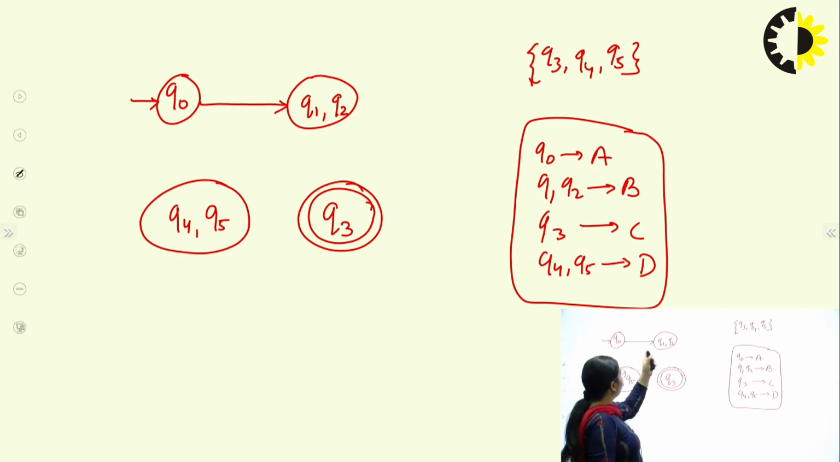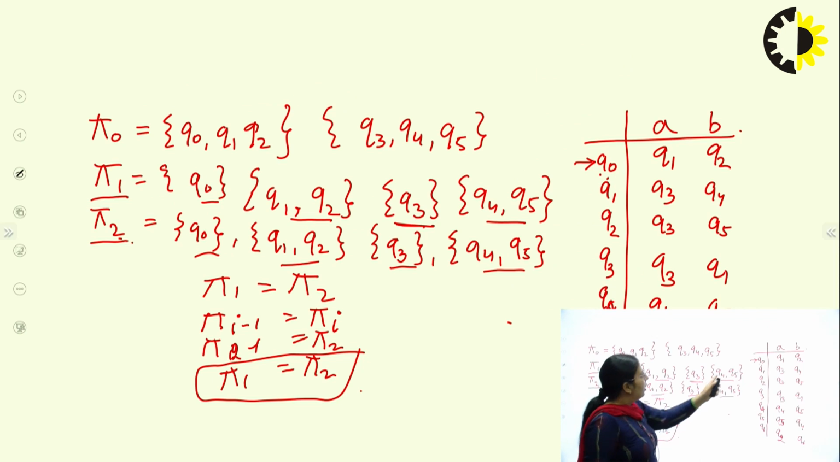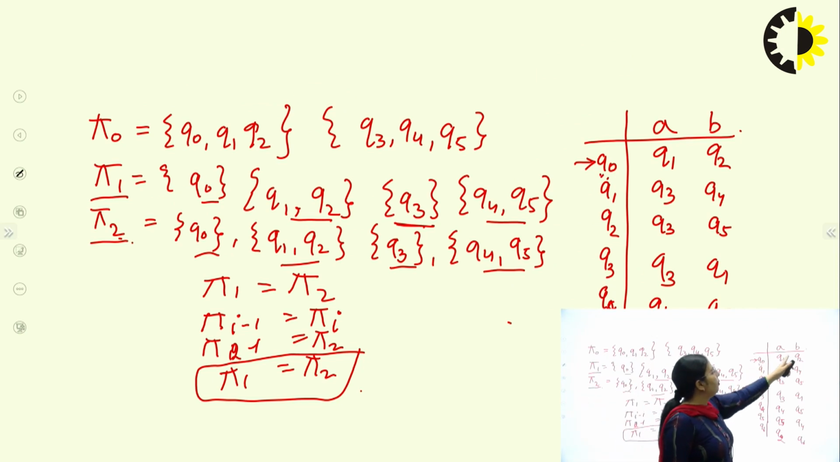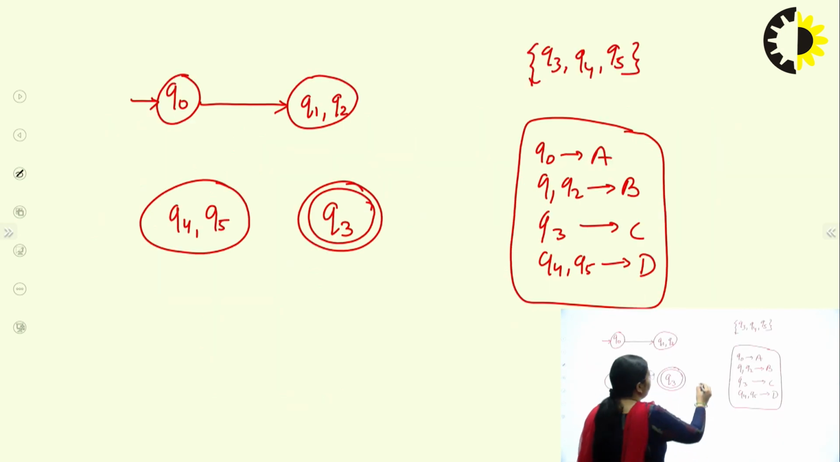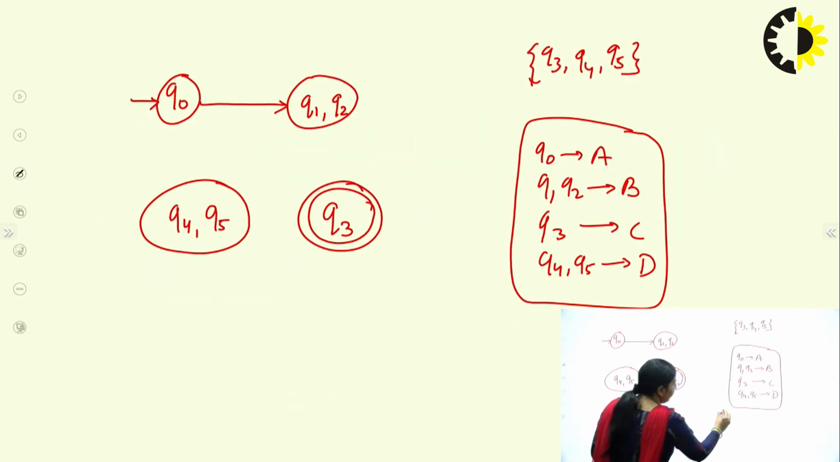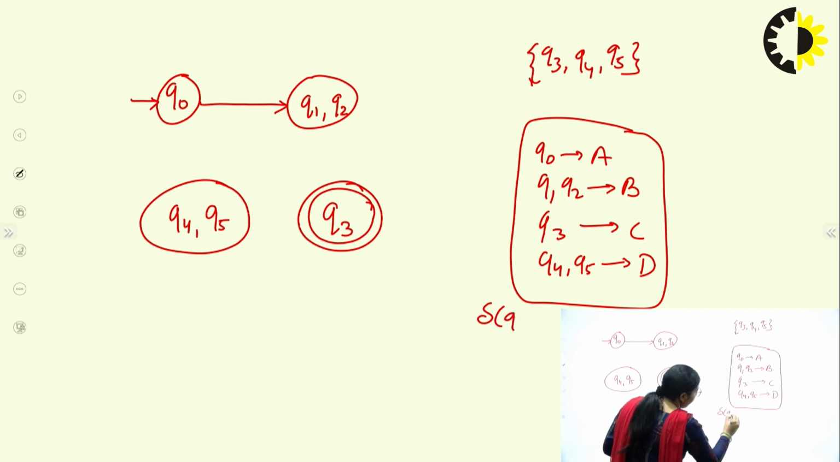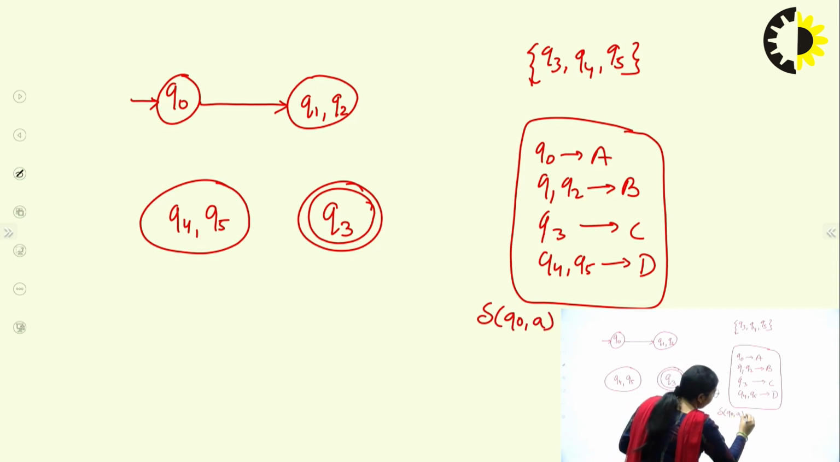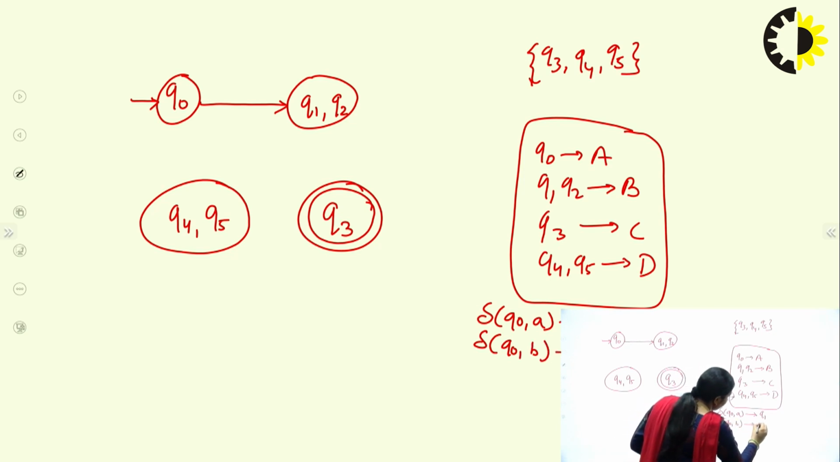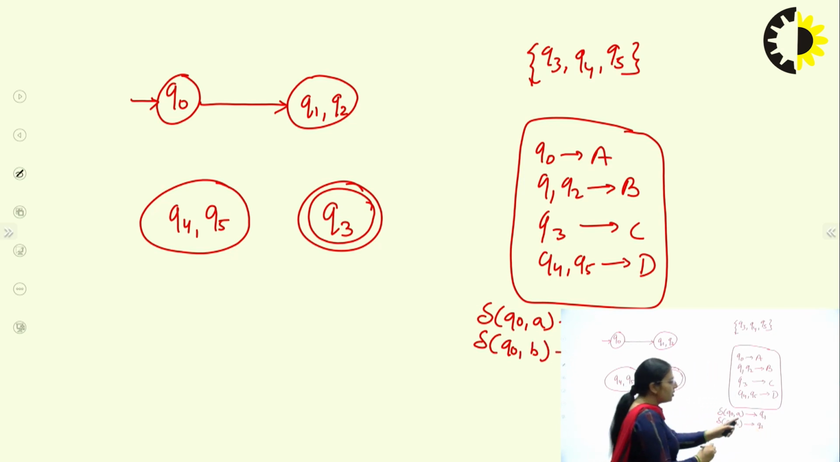Right? Q1 is in this state. Now, Q0 on B input goes to Q2. Here we can write the transition: del of Q0 comma A goes to Q1, del of Q0 comma B goes to Q2. So these two states, Q1 and Q2, lie in the same state.